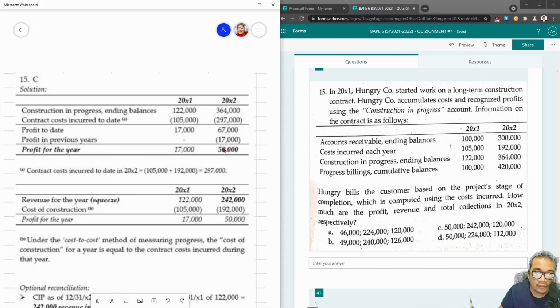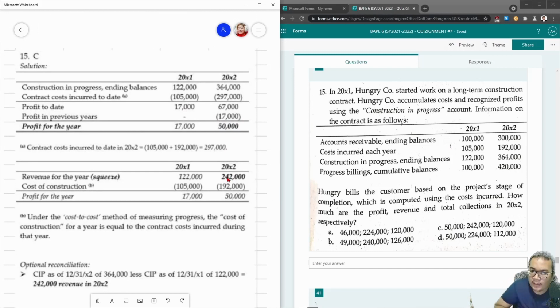Going to 20x2, 364 na yung construction in progress. Then, yung cost incurred to date mo is 297. Bakit? 105 plus the 192. Kasi each year to eh. Incurred to date man ang kailangan dito. Di ba? So, 364 minus 297. Profit to date mo, 67K. Pero nasama dyan yung 17K kasi cumulative yan. So, tanggalin mo yan para malaman mo yung for that particular year lang, which is 50,000 pesos. So, goods na.